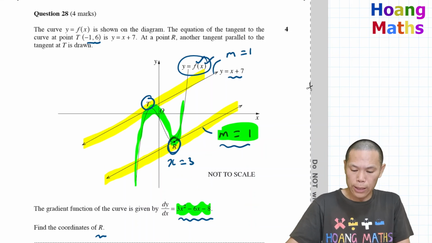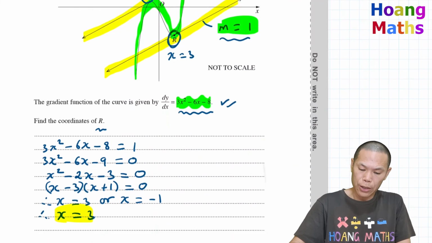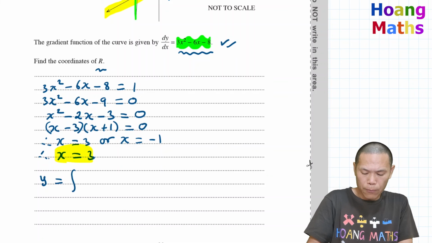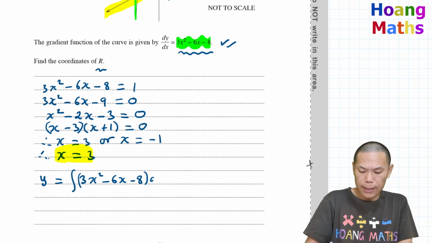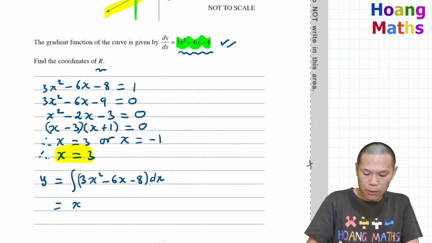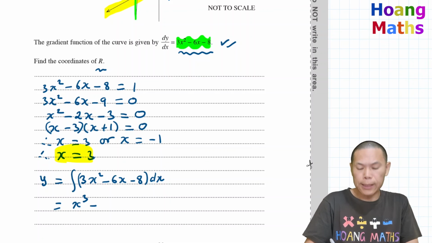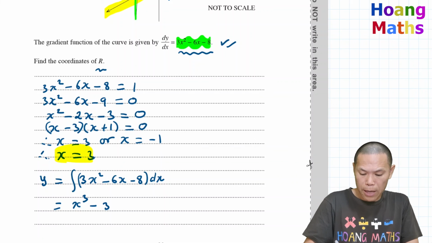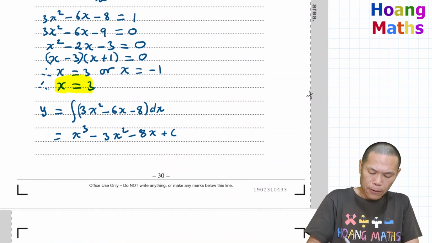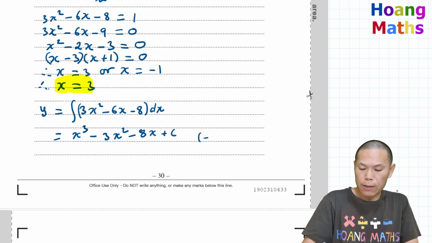To do this, I need to integrate this one here. So now we just go y is equal to the integral of 3x squared minus 6x minus 8 dx. So that will give me 3x power 3 divided by 3. That gives me x power 3. And then we minus 6x squared divided by 2. So that becomes minus 3x squared. And then we minus 8x and we add a c. So therefore, it's passing through coordinate T. So T is -1, 6. So let me just write here, -1, 6.